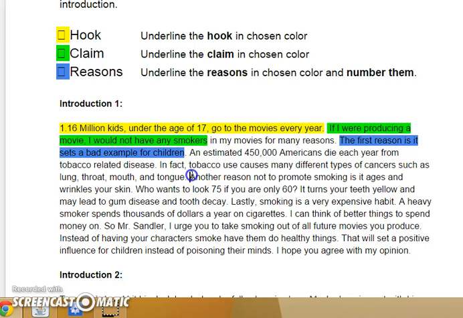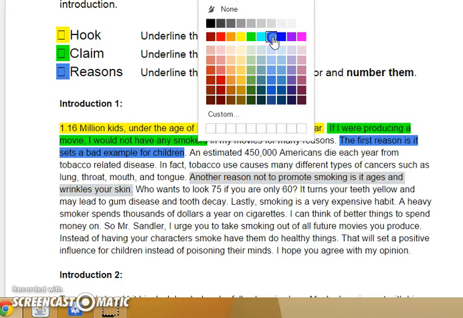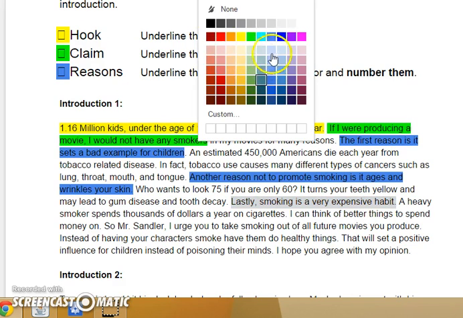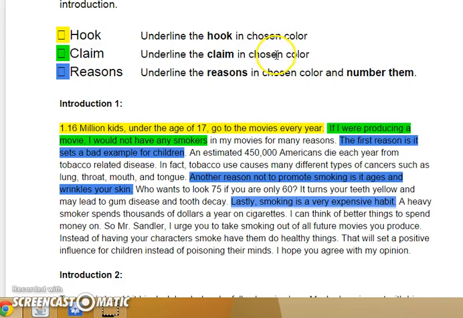Oh, here we go. Another reason not to promote smoking is that it ages and wrinkles your skin. Then we're going to highlight that one. Color it with your reasons color, and then continue to go through, and it says lastly, smoking is a very expensive habit. So we're actually doing that one, a third reason, and color coding it that way. So make sure that you have on your first paragraph, if you're having to redo it from yesterday or fourth period since you're doing it for the first time, here's your hook. You've got your claim, and you have your reasons.